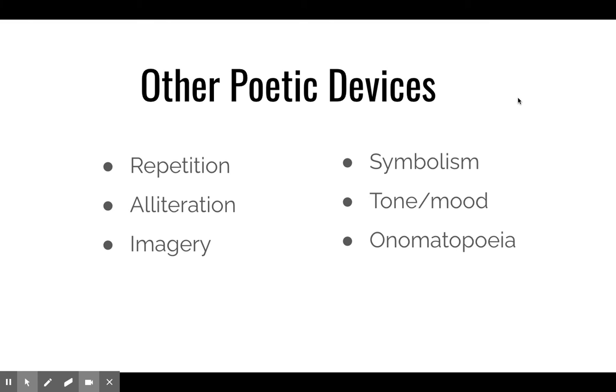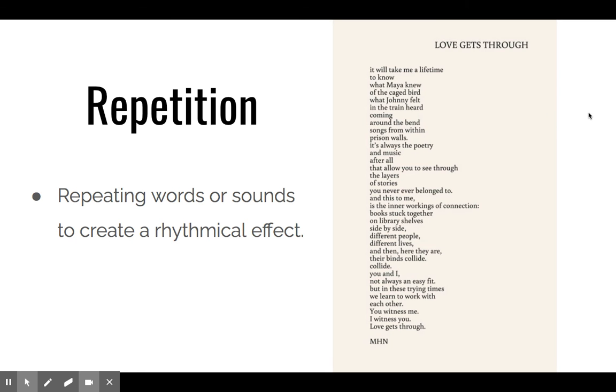Other poetic devices. So we've got repetition, alliteration, imagery, symbolism, tone and mood, and onomatopoeia. Some of this will be familiar because we've talked about it a little bit in our short story unit. It translates over. Some of it will be newer. These are things that you will find in poems specifically that help with all the figurative language that's also being used.